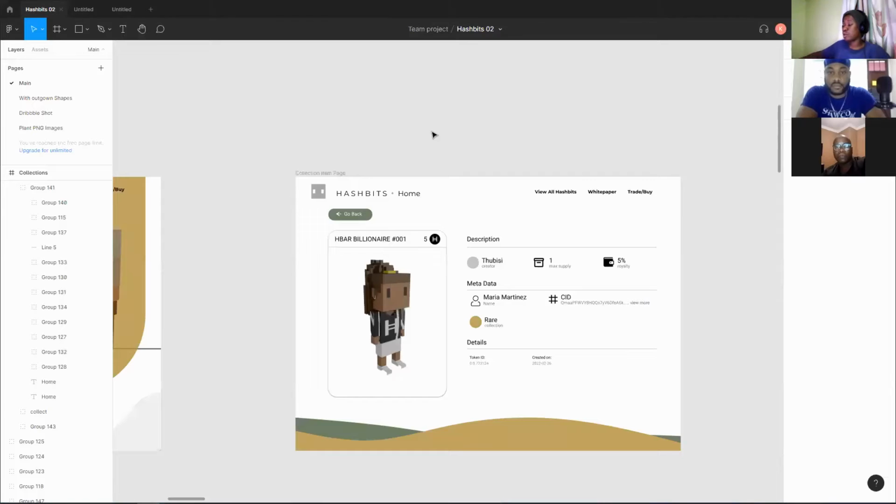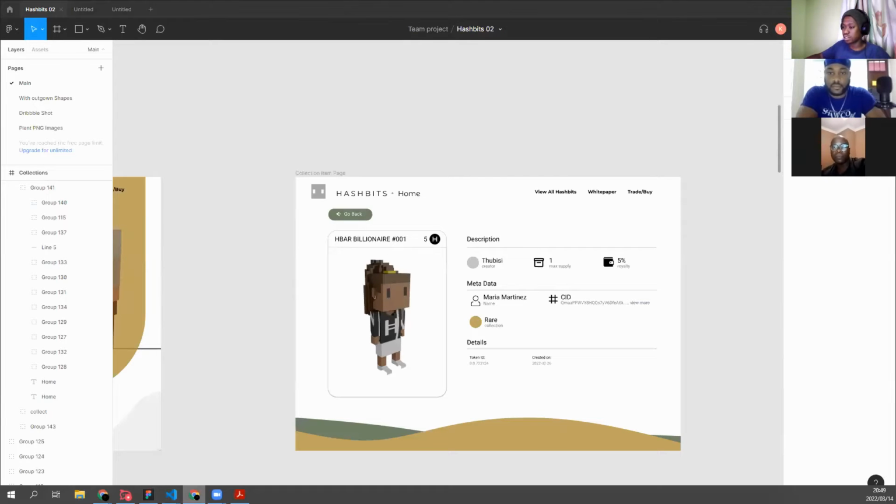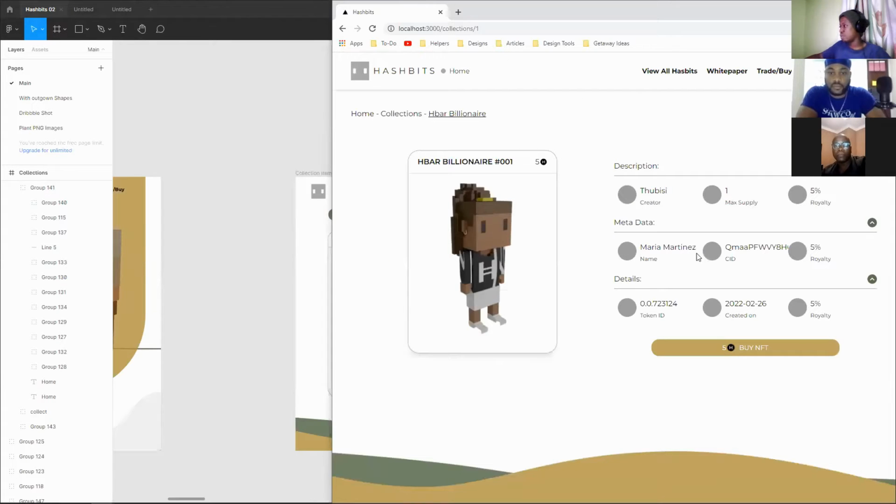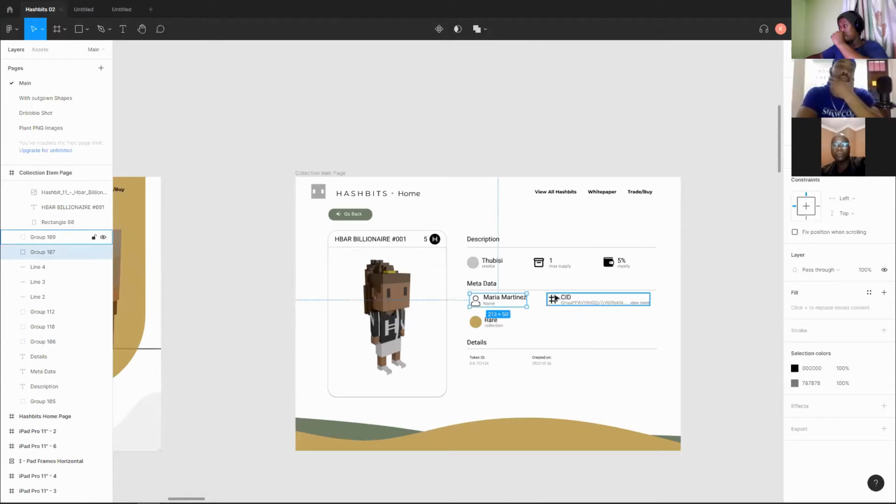Don't mind the icons. Sorry. It's just placeholders. These are all just placeholders for what actually needs to go there.